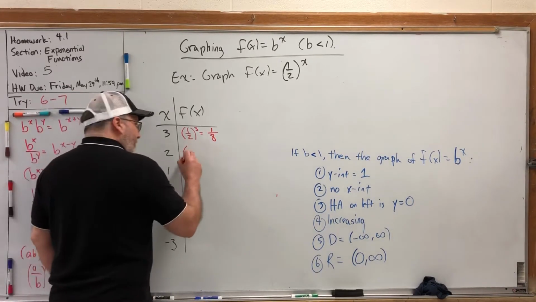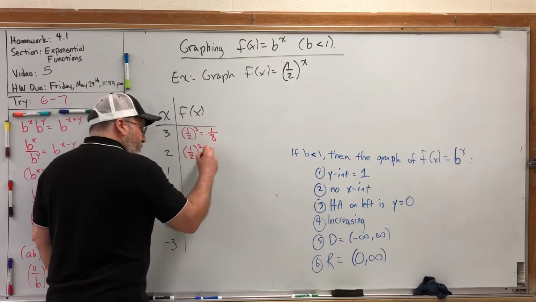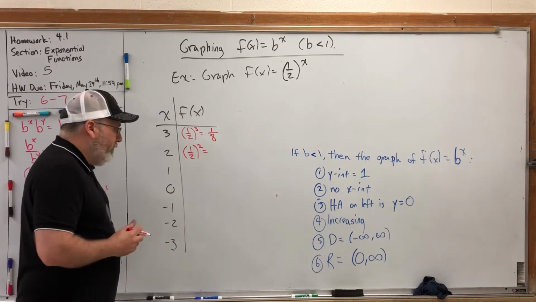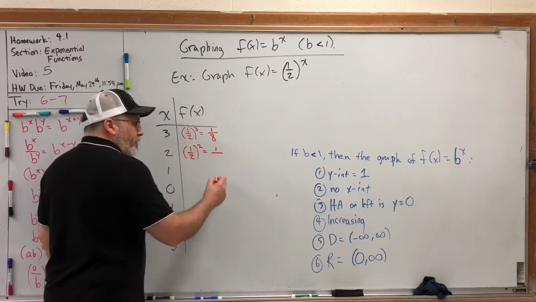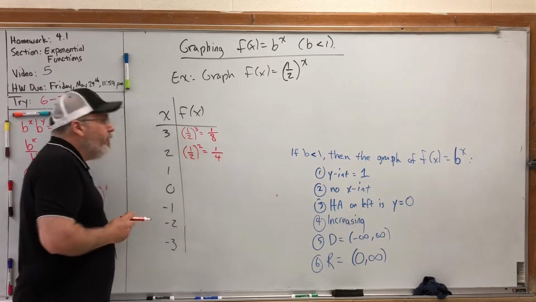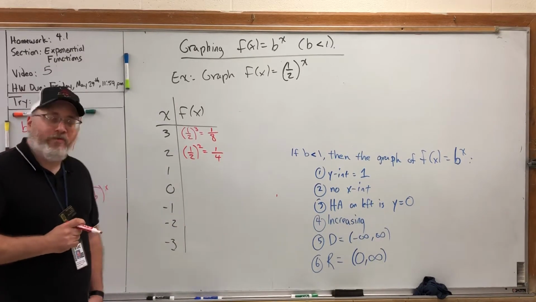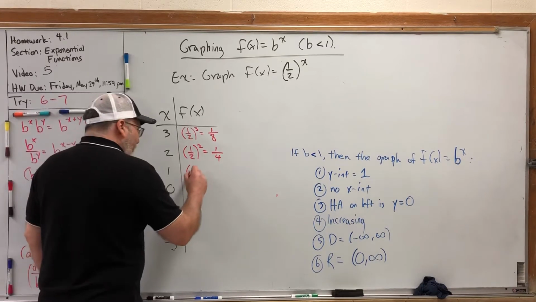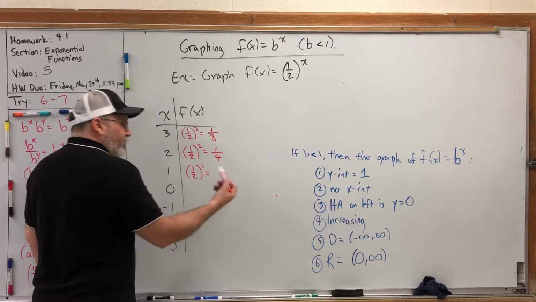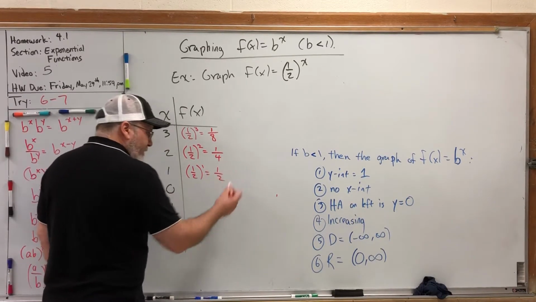What's 1/2 to the second power? Using the same logic, on the top 1 squared is 1, but on the bottom 2 squared is 4. So 1/2 to the second power is 1/4. And 1/2 to the first power is easy because anything to the first power is equal to itself.